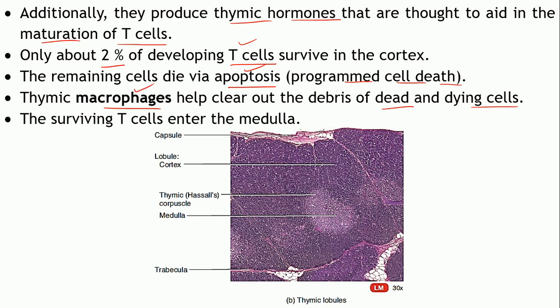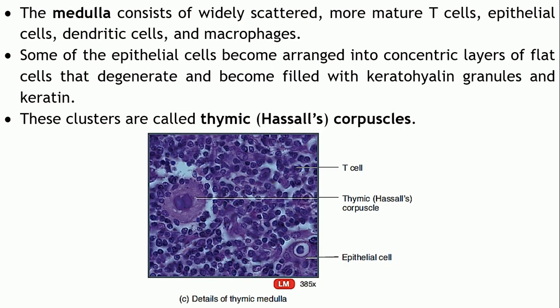Now whatever T cells survive, as we have seen, only 2% of the T cells will survive. So whatever T cells are surviving in this region, they will start entering the medulla, that is the inner region of the lobule. So what does this medulla consist of? It will comprise of now mature T cells, right? More mature T cells you can say, not completely mature cells. As you can see, a number of T cells are present over here. Interspersed in between them are the epithelial cells, dendritic cells and the macrophages.